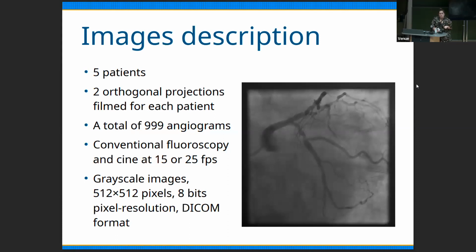Regarding the images we are using, we have a data set of images belonging to 5 patients from Álvaro Cunqueiro Hospital, the place I'm working. Of course, having signed consent, and we have 2 orthogonal projections filmed for each of them, making a total of 999 images. The images have been acquired using conventional fluoroscopy and SIM at 15 and 25 frames per second. They are 512 by 512 pixels and a pixel resolution of 8 bits.